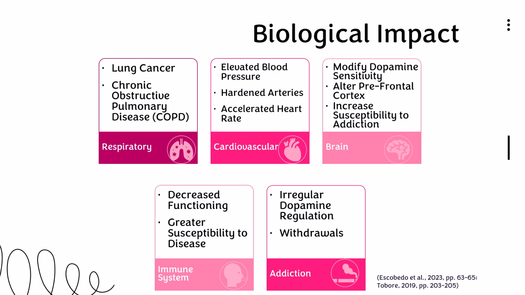All right, so we have gotten the adolescents on the line. We've been reeling them in. They're just kind of hanging out there. So these are some of the biological impacts of adolescent vaping. You've got respiratory issues like lung cancer and chronic obstructive pulmonary disease, COPD, cardiovascular issues like elevated blood pressure, hardened arteries, accelerated heart rate, etc.